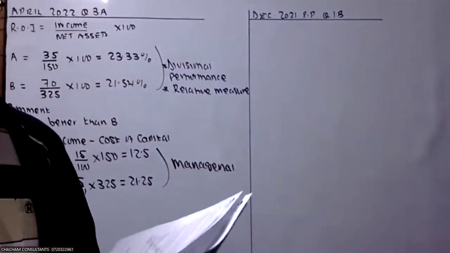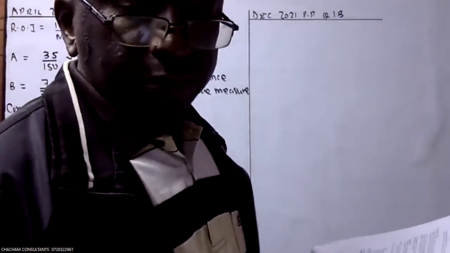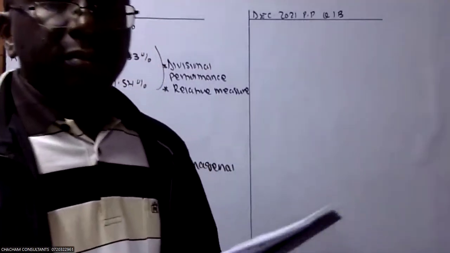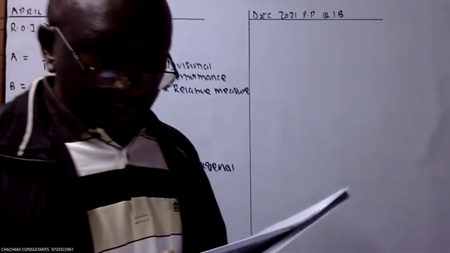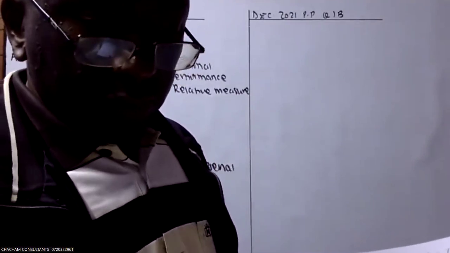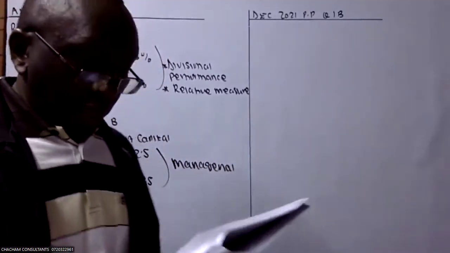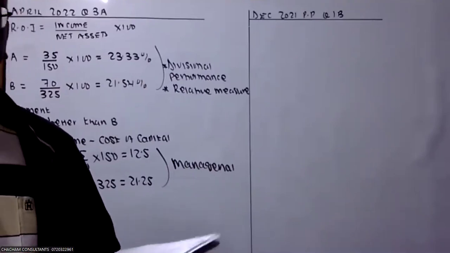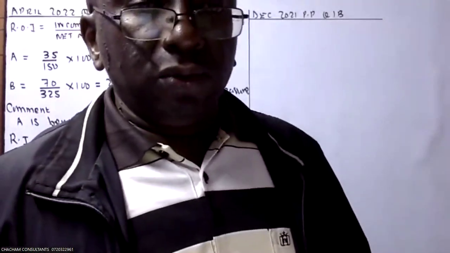So you are required to get the economic value added for the period and then the residual income. That is what you're supposed to do.